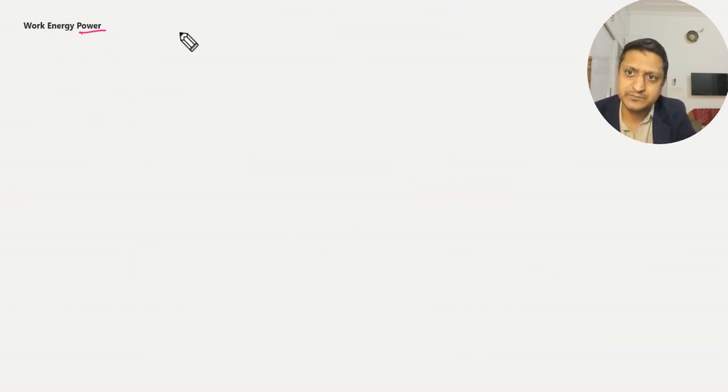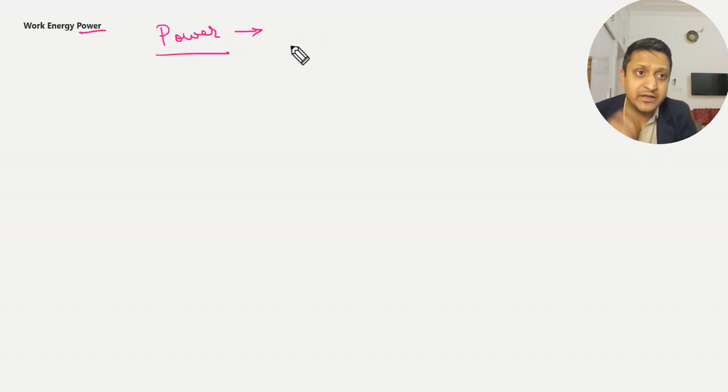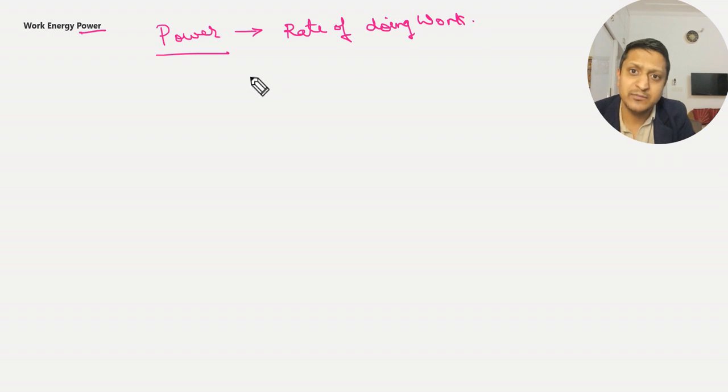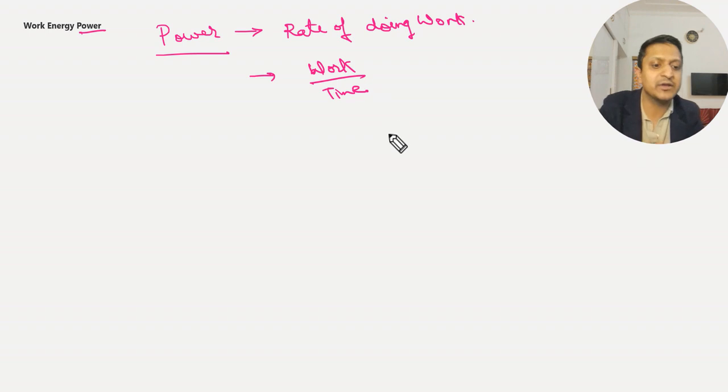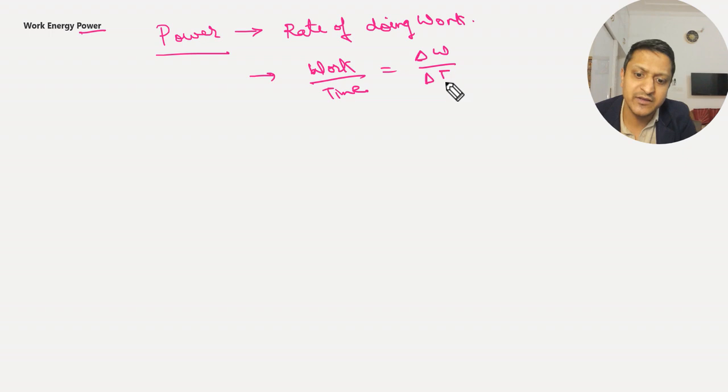Then there is power. We say that this person has more power than me because he can do the same work in less time, or more work in the same time. So basically we compare the work with time. The definition is the rate of doing work. It means that work upon time becomes the power, change of work upon change in time.